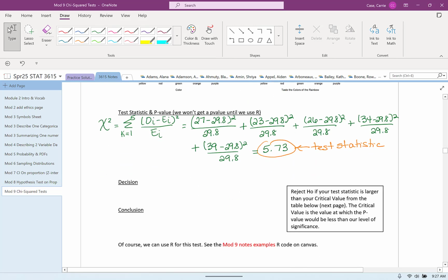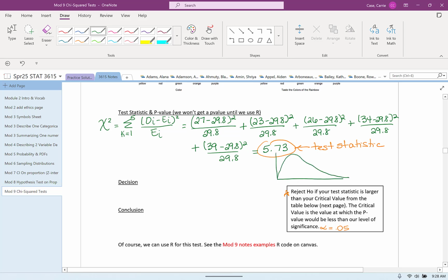And so we need to figure out, is this test statistic big? And if that's the case, it gives us a small p-value. So the rule for that is here in the text box. We won't normally need this, but we're going to reject the null if our test statistic is larger than the critical value from the table below, which is on the next page. The critical value is the value at which the p-value would be less than our level of significance. I didn't give you a level of significance, but for us, that's going to be alpha of 0.05 because that's the standard level.